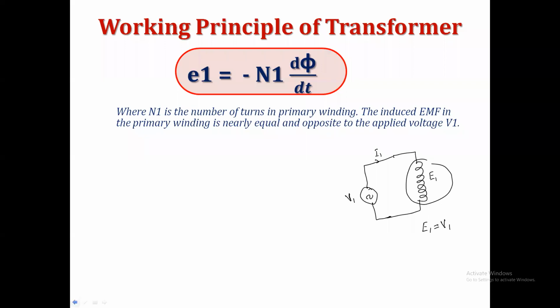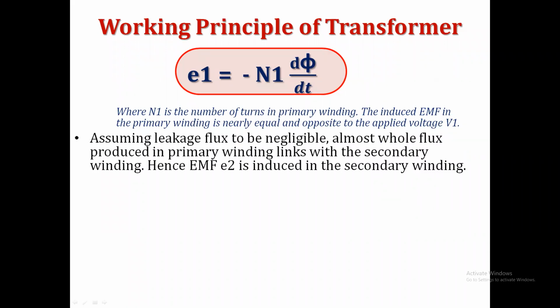Get it, my point? Now, read that where N1 is the number of turns in the primary winding, and that induced EMF in the primary winding is nearly equal and opposite to that applied voltage V1, assuming leakage flux to be negligible.